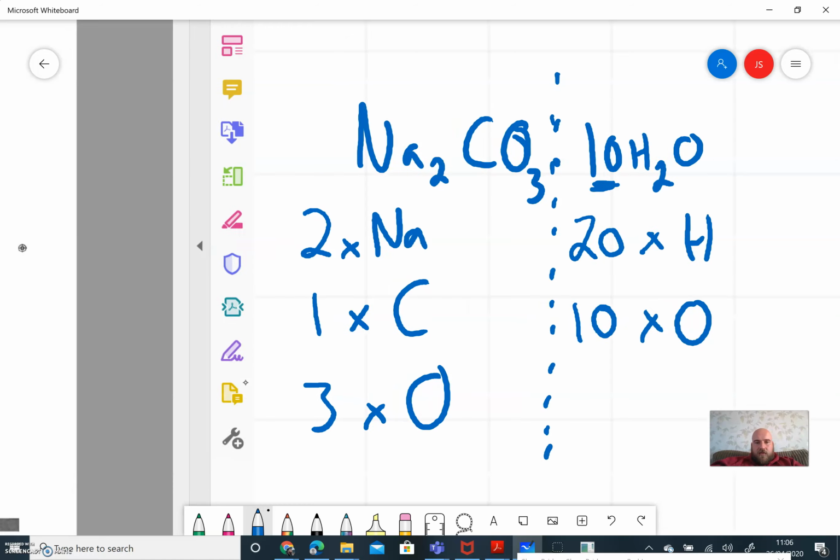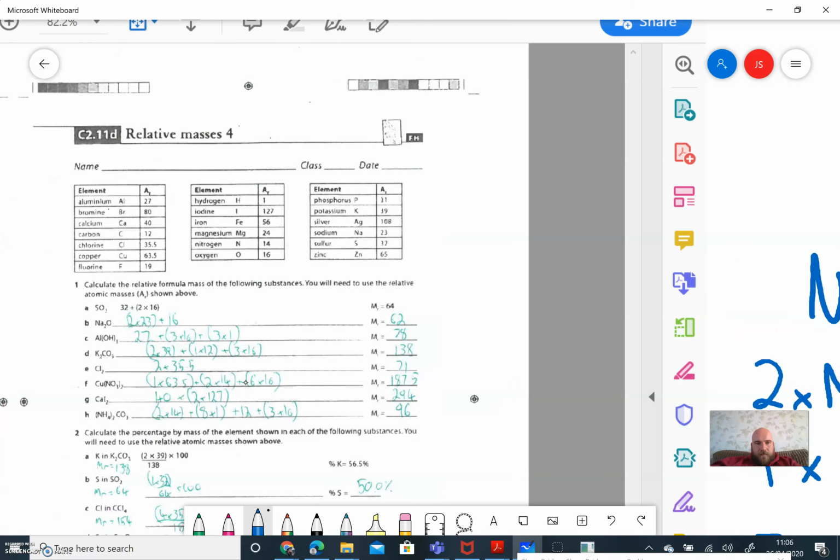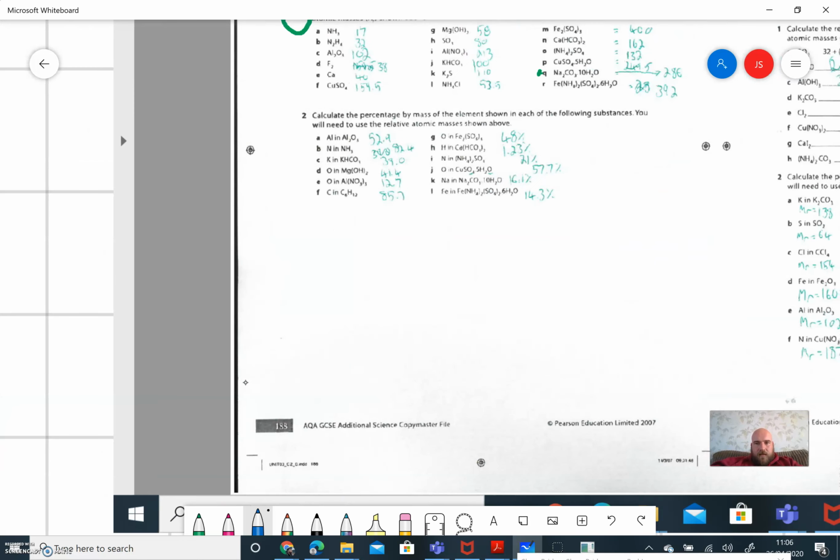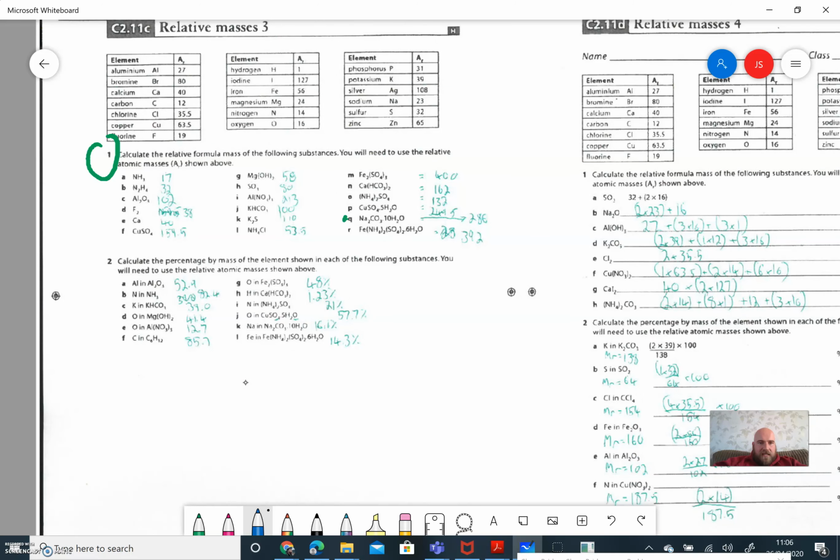And if I go to the top of the page, too far, should get my masses. So I need Na, which is sodium, which is there. I need C, which is carbon, which is there. O, which is oxygen, which is there. And I need H as well, which is there. So I've got my numbers that I need.